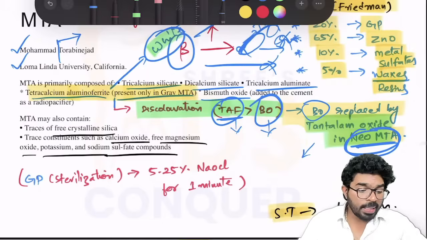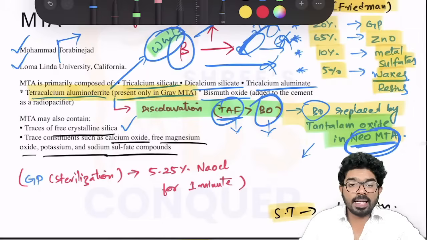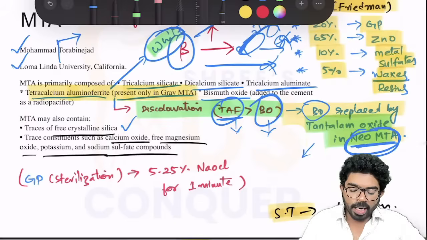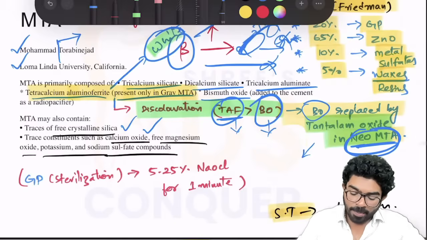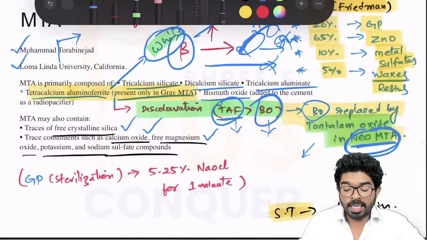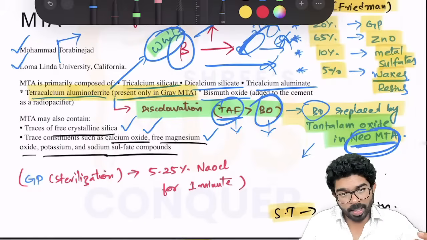Your MTA also contains some trace amounts of free crystalline silica. That is very, very important. And trace amounts of calcium oxide, free magnesium oxide, potassium, and sodium sulfide components also.